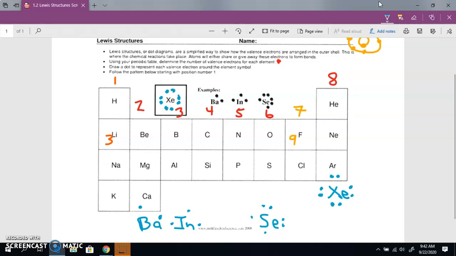So what I want you guys to do is to follow this pattern that we reviewed right up here. Remember, it's singles first, and fill in the Lewis dot structures for all of these substances that are given here on this abbreviated periodic table. Okay, that's your assignment.